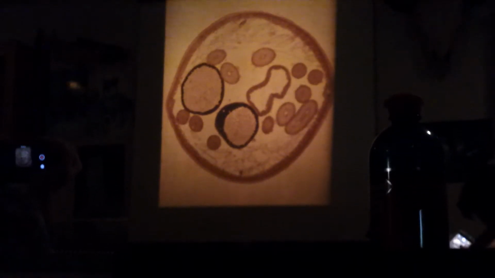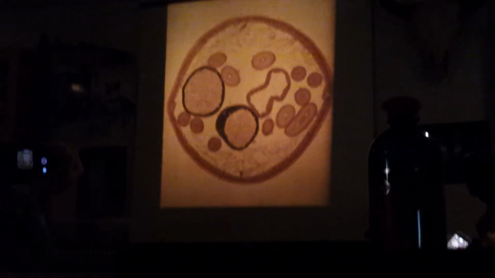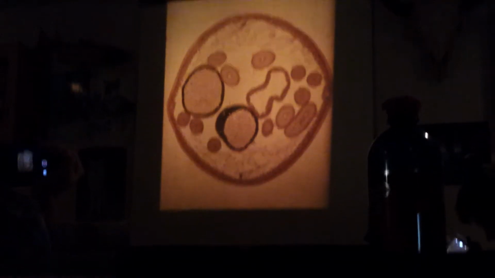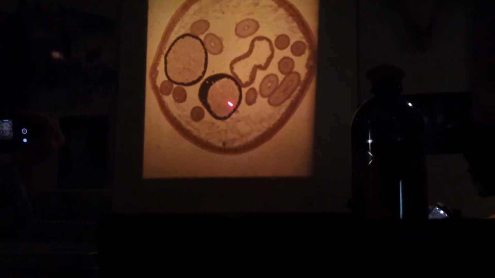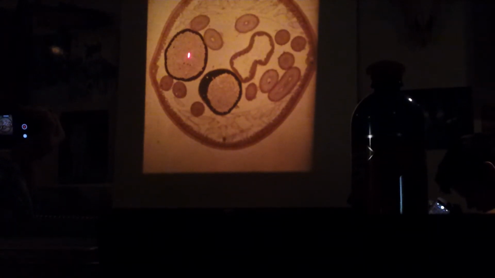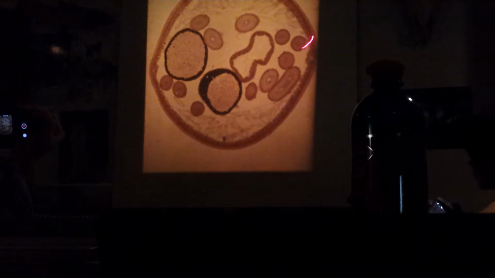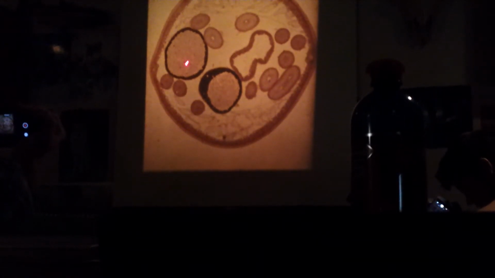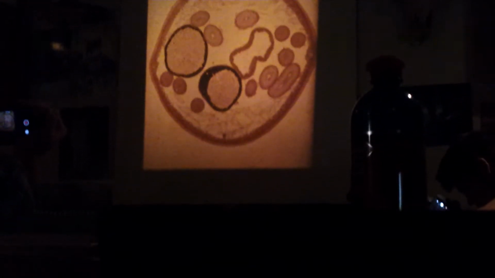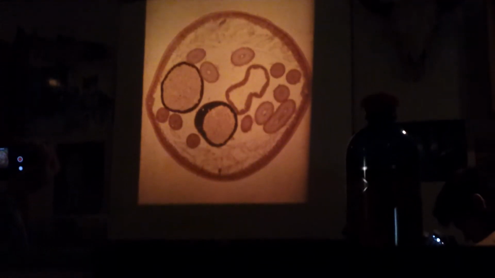Cross-section of a nematode. This is Nematoda, this is Ascaris. Is this female or male? Female. Okay, so what are these things? Ovaries. Nope. Uterus. So these are ovaries. These are oviducts. Uteri. Really? Uh-huh. Uteri.